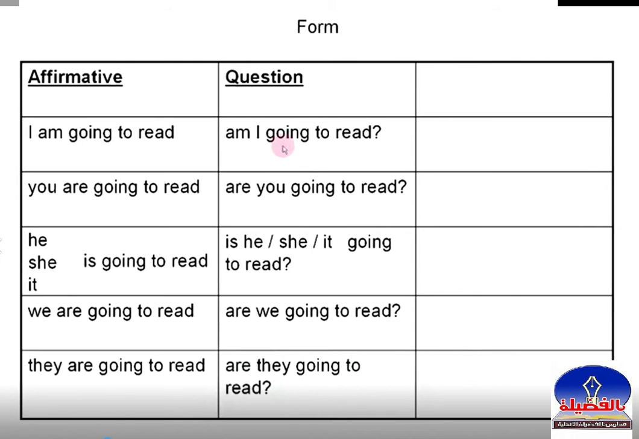So this is just a normal question form. So we reverse the order of the subject I with am. So this is the verb to be. Again, you should watch is the question form of I am going. And then we always follow it with the infinitive form of the verb. So, are you going to read?